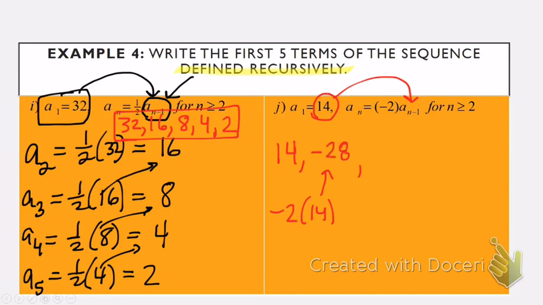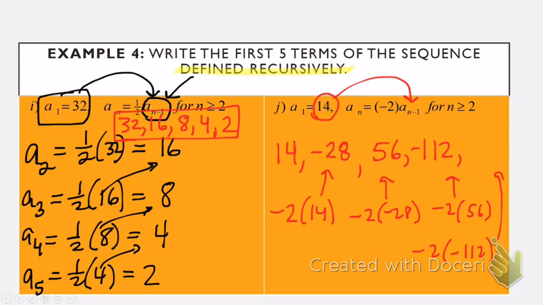Then I'm going to take negative 2 times negative 28, and that gives me the third term, which is 56. Then I'm going to take negative 2 times 56, and that gives me the fourth term, which is negative 112. Then I'm going to take negative 2 times negative 112, and that gives me the fifth term, which is 224. Sorry, not 225. 224.